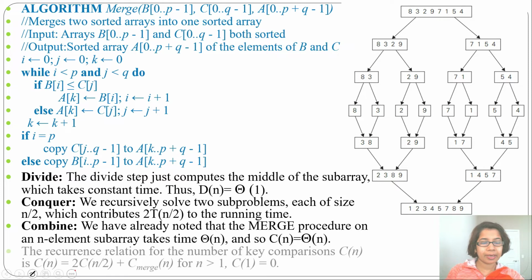Let's write the recurrence relation for this. C of n is the number of key comparisons, the number of elements we are comparing. C of n equals 2C of n divided by 2 plus C merge of n, for n greater than 1, and C of 1 equals 0. If there is just one element, we will not do any comparison. So C of 1 is 0. If there are two elements, then we are doing a comparison. So this is the recurrence relation for n greater than 1, that is, n value is 2 and onwards.